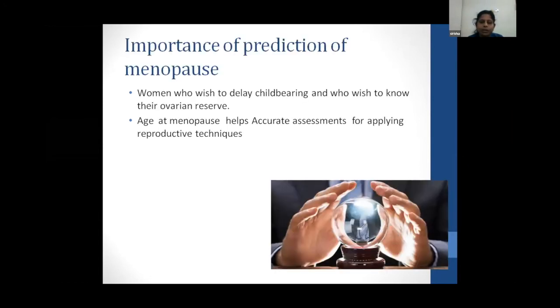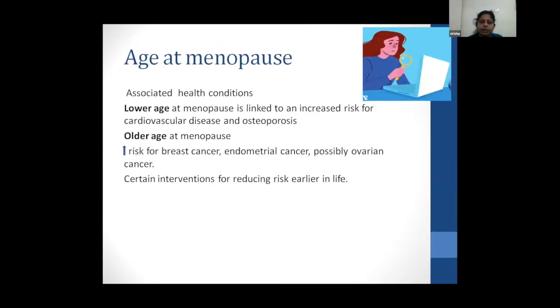So why do we need to predict menopause? Of course, for those women who wish to delay childbearing and for those who wish to know their ovarian reserve, and for those consultants who want to apply accurate reproductive techniques when the patients are nearing menopause. Also, knowing the age of menopause gives an important prediction of the associated health conditions. A lower age, as we all know, is an increased risk for cardiovascular disease and osteoporosis, whereas an older age at menopause, of course, increases the risk for breast cancers and endometrial cancers. And so knowing the age of menopause will definitely help in making certain interventions for reducing risk earlier in life.